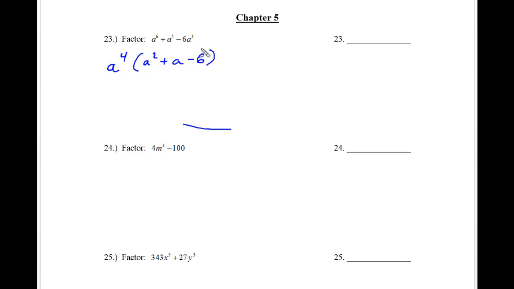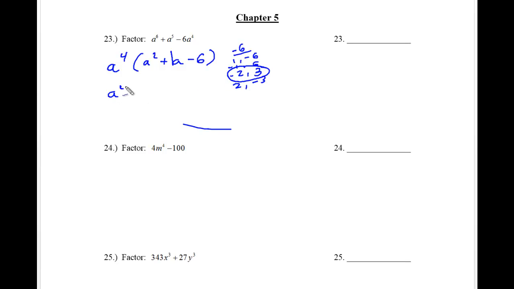Now, what this leaves us with is an easy trinomial, and what we will think about are all the factors of negative 6, and then which pair basically adds up to make the positive 1. So what we have here for negative 6 is 1 and negative 6, negative 1 and 6, negative 2 and 3, and 2 and negative 3. So which combination makes a positive 1 in the middle? Well, the one that makes the positive 1 in the middle is this combo.